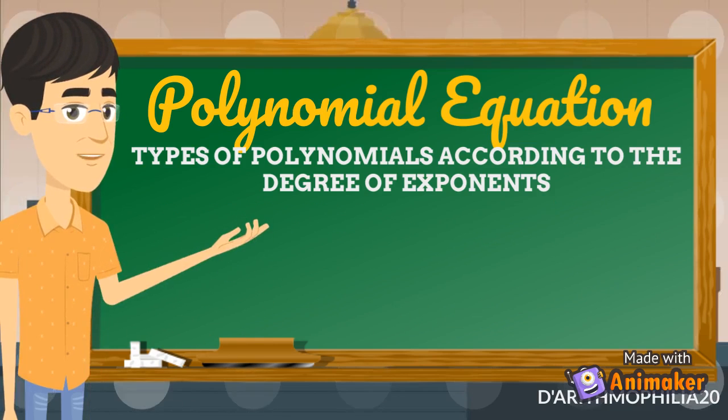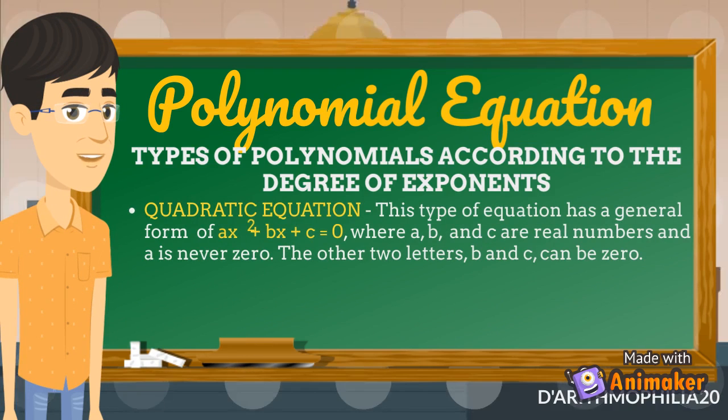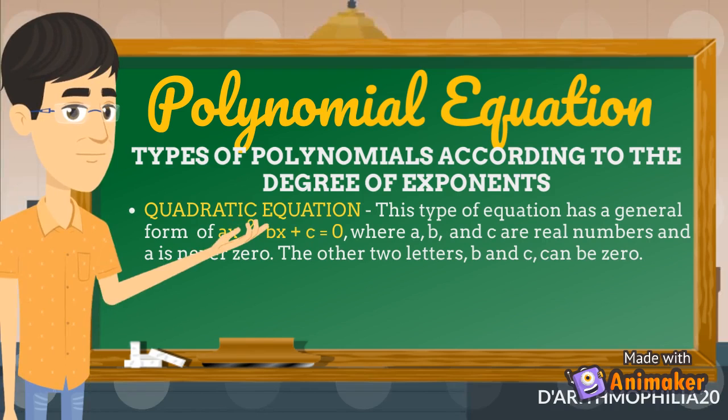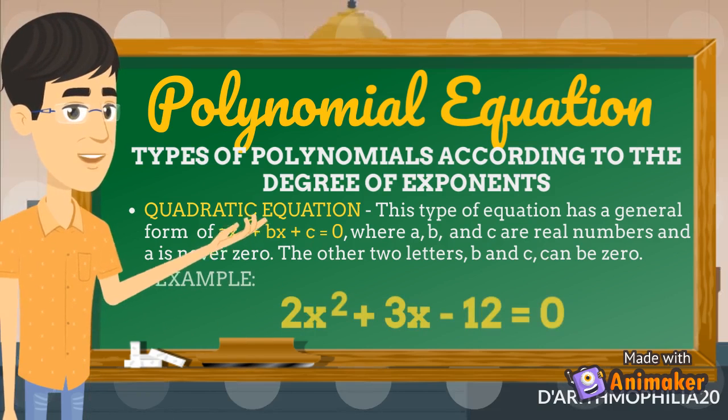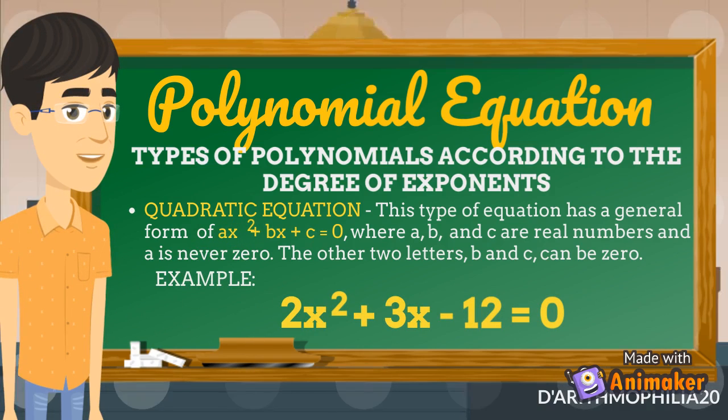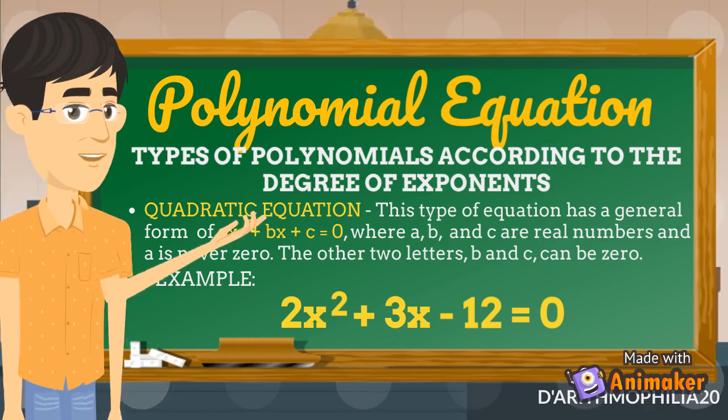Next, quadratic equation. This type of equation has a general form of ax^2 + bx + c = 0, where a, b, and c are real numbers, and a is never 0. The two letters, b and c, can be 0. Example, 2x^2 + 3x - 12 = 0.